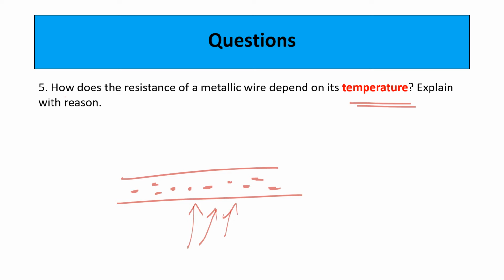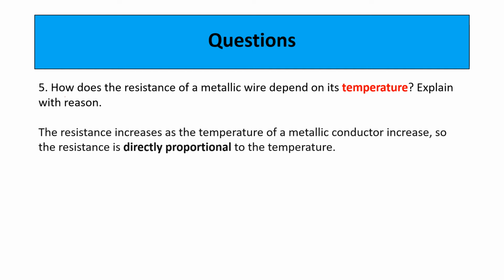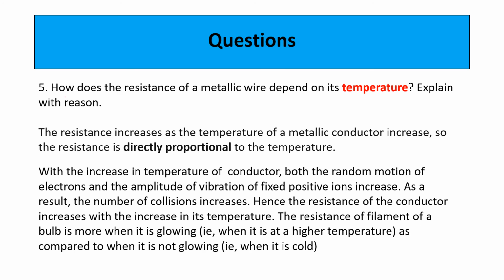Also, the fixed positive ions will start to vibrate about their mean position. All these will result in a large number of collisions, and hence the resistance will increase. The resistance increases as the temperature of a metallic conductor increases, so the resistance is directly proportional to temperature.